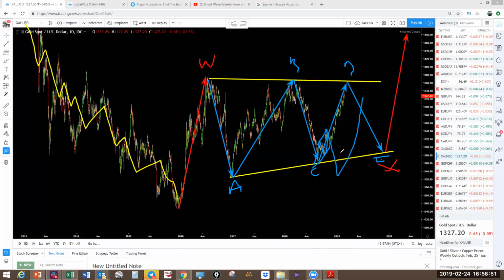I remember last year I was expecting that we're going to get this as a corrective structure, one more down, and then this move to the upside. But if we had done that and retested the low here, it would have been a different structure and not a triangle. So let's have a look if this triangle is going to be valid. If it is not, then it's going to be a different structure.